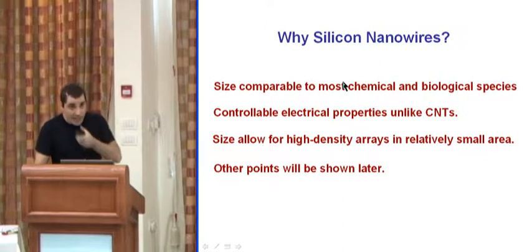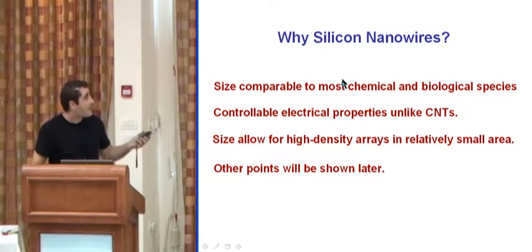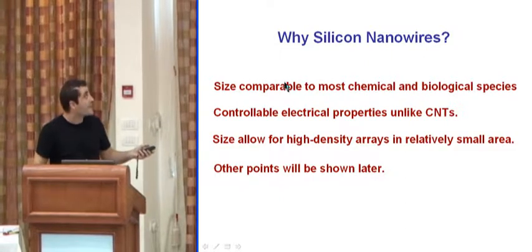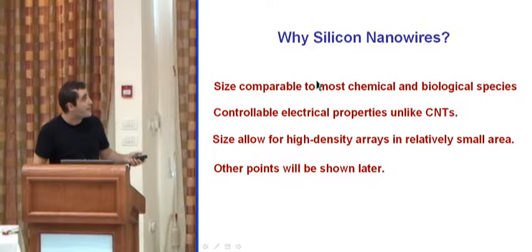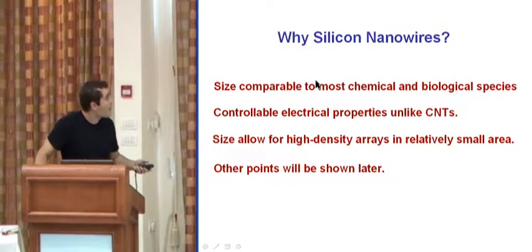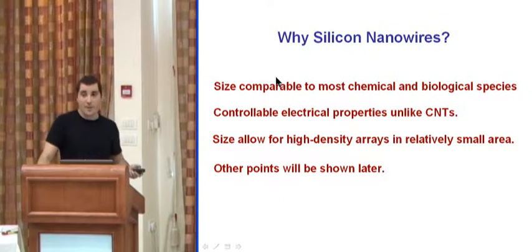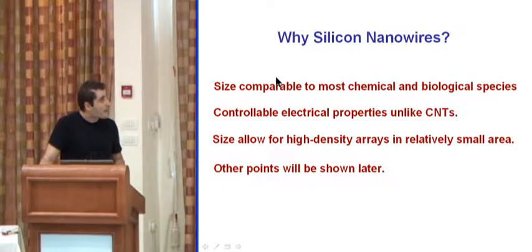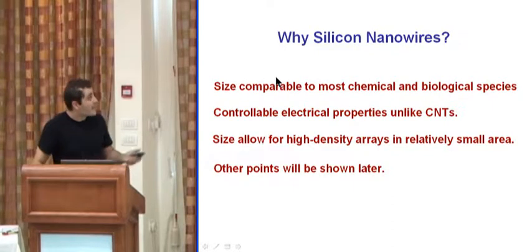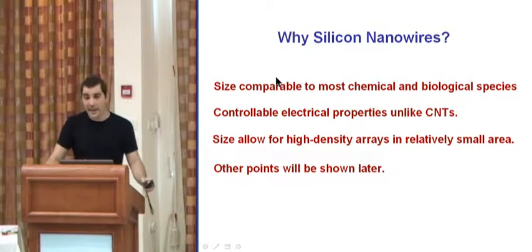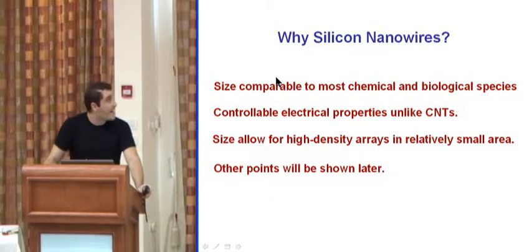So why use silicon nanowires? We saw before that the size of silicon nanowires is very similar, and we will see later that it's very similar to most of the chemical and biological species that we would like to sense. We can control all the properties of nanowires. We can control the length, we can control the diameter, and we can control the chemical composition and electrical characteristics. We can prepare, as we will see later, arrays of a very large number of devices in very small areas.